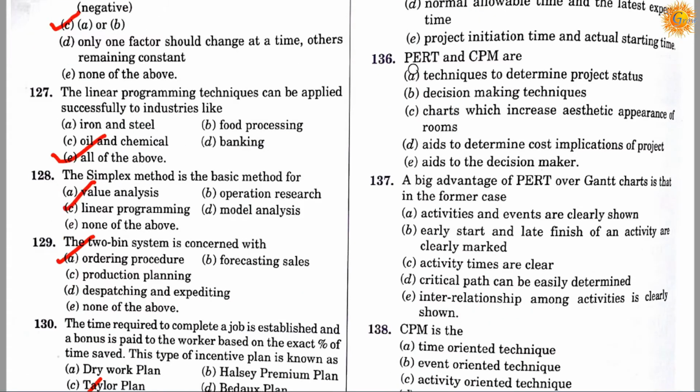Question number 136. PERT and CPM are option A techniques to determine project status, option B decision making techniques, option C charts which increase aesthetic appearance of rooms, option D aids to determine cost implications of project, and option E aids to the decision maker. Correct answer is E. PERT and CPM are the aids to the decision maker.